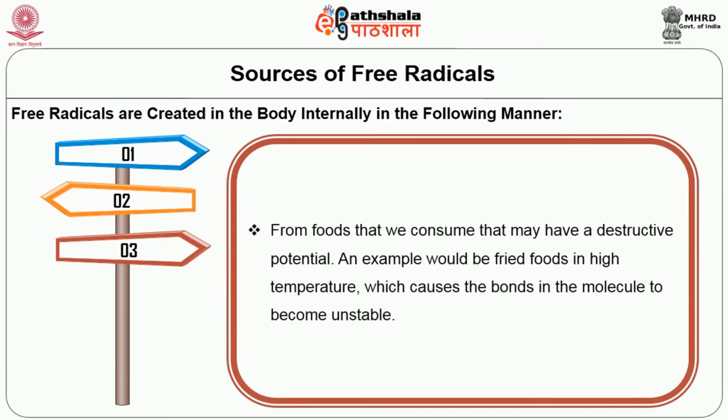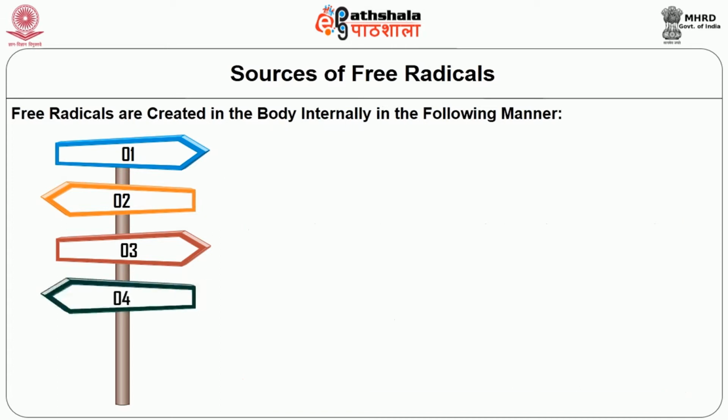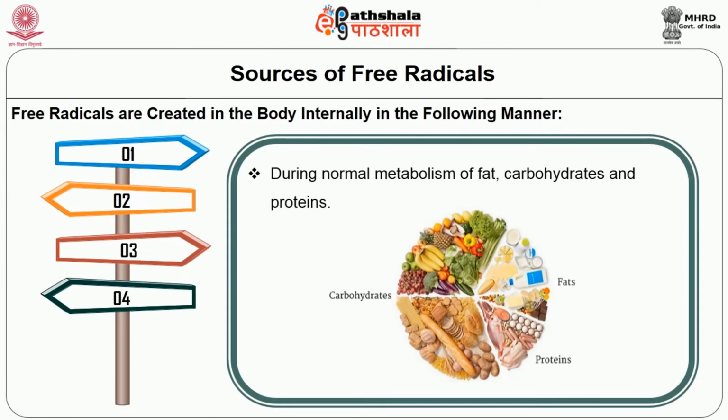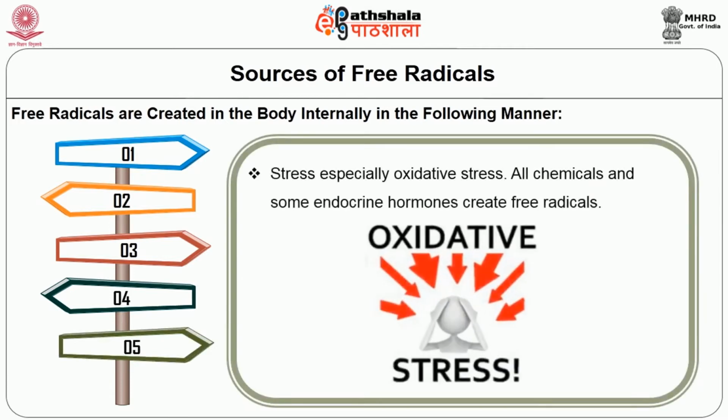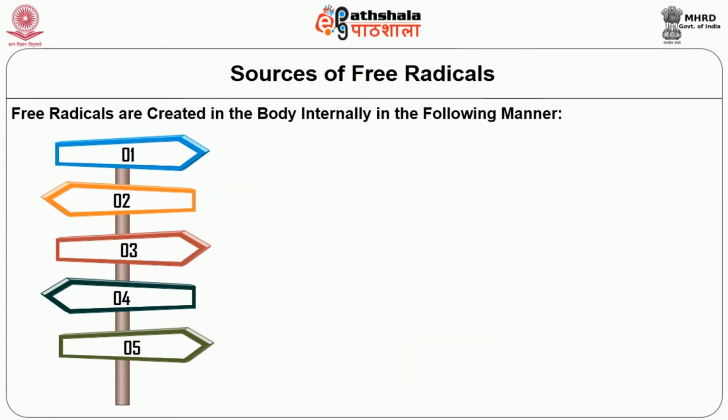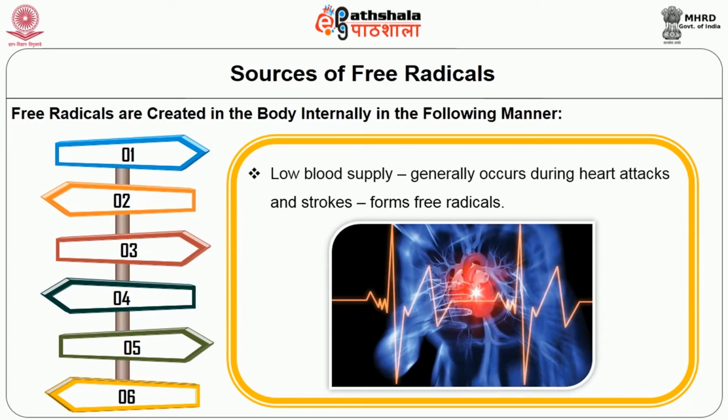From foods that we consume that may have a destructive potential. An example would be fried foods at high temperature, which causes the bonds in the molecule to become unstable. During normal metabolism of fat, carbohydrates and proteins. And the stress, especially the oxidative stress, all chemicals and some endocrine hormones create free radicals. And low blood supply, which generally occurs during heart attacks and strokes, forms free radicals.